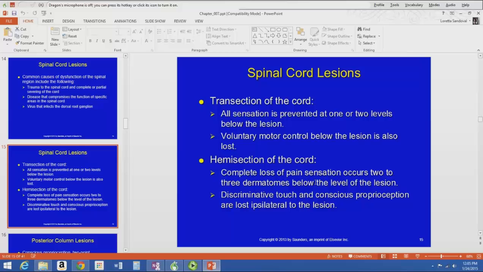So when you have a lesion that's lower in the spinal cord, you are going to lose sensory information on the same side as the lesion, because it doesn't cross over till it gets to the medulla. You will likely lose motor control on the opposite side of the lesion, because that does cross over before it gets to the medulla. So that's where that crossover comes in.